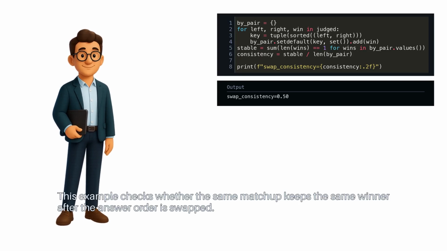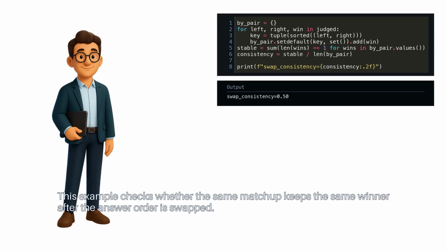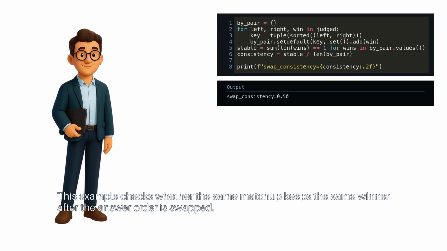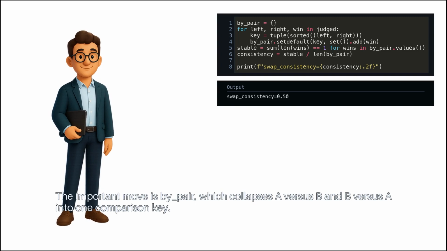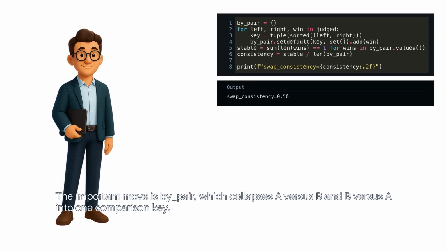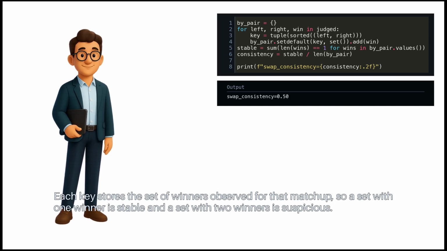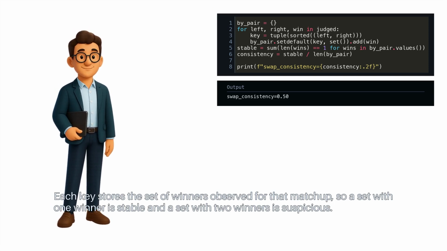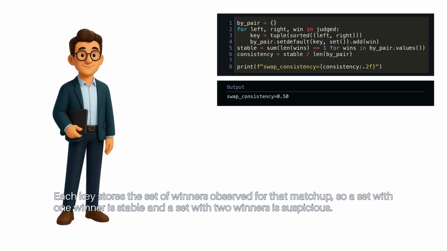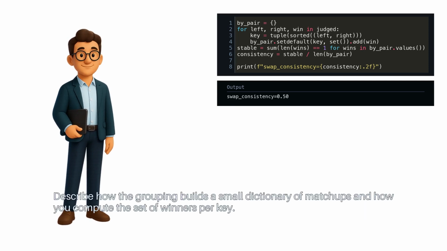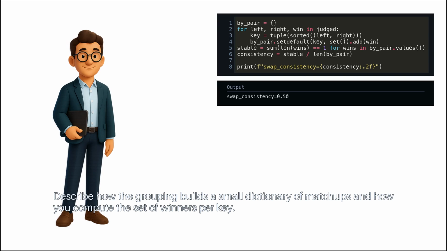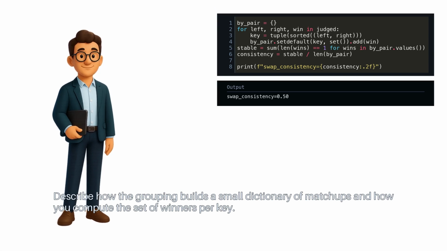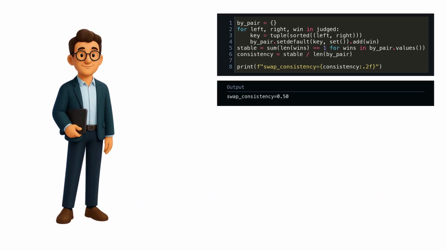This example checks whether the same matchup keeps the same winner after the answer order is swapped. The important move is by pair, which collapses A versus B and B versus A into one comparison key. Each key stores the set of winners observed for that matchup. So a set with one winner is stable, and a set with two winners is suspicious. Describe how the grouping builds a small dictionary of matchups, and how you compute the set of winners per key.